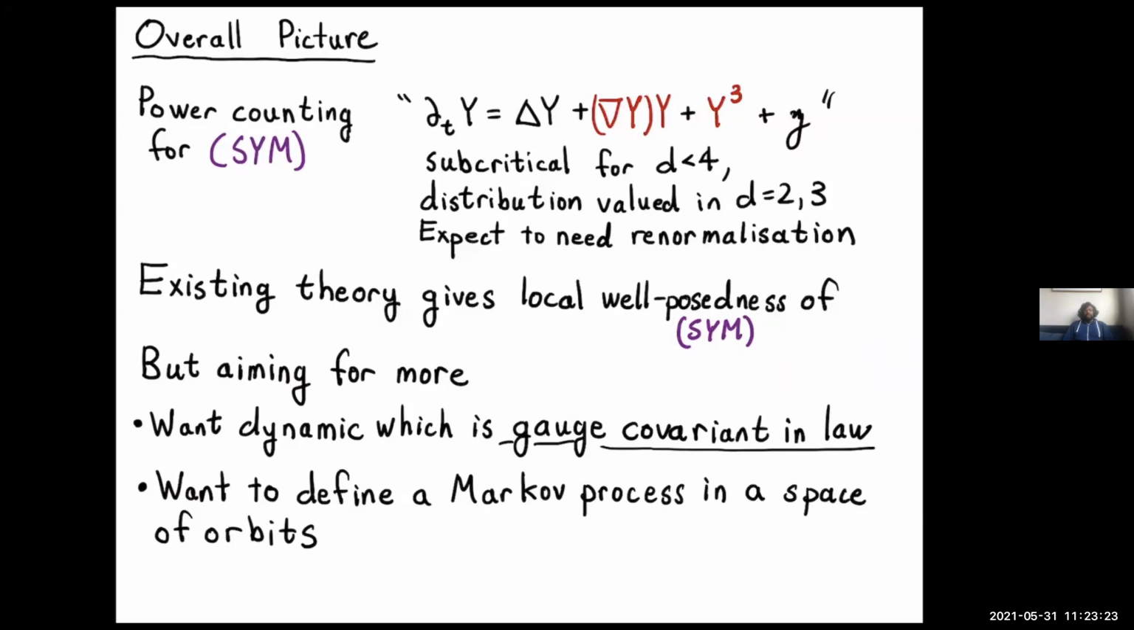What we're aiming for is to define this dynamic in a way where it has some sort of gauge covariance in law. And the real final aim is to define a Markov process in a space of orbits. Then, if you could prove some sort of global well-posedness, you could try to construct a corresponding stationary measure using a tightness argument. This would give you one way to attack this problem in the framework of constructive field theory. How do we build this measure?